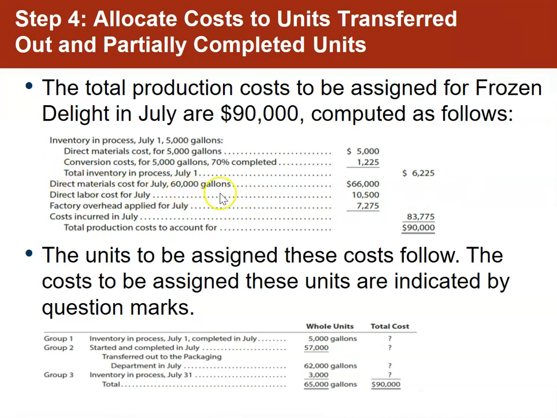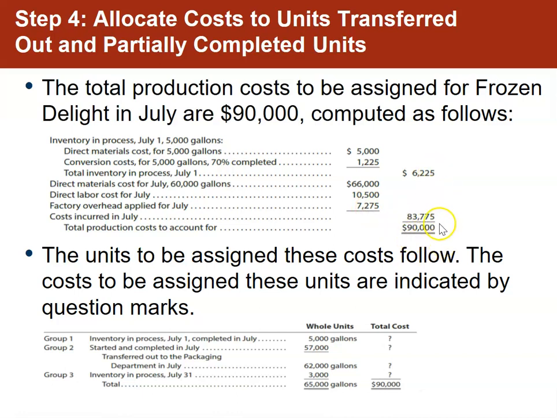Direct materials cost for the $60,000 for materials requested in July is $66,000. Additionally, we had direct labor. Direct labor is just always going to be whatever it is for the period, so that's $10,500. We didn't have to come up with a predetermined overhead rate. They're just giving us the amount of overhead applied as $72.75. That works out to $83,775.